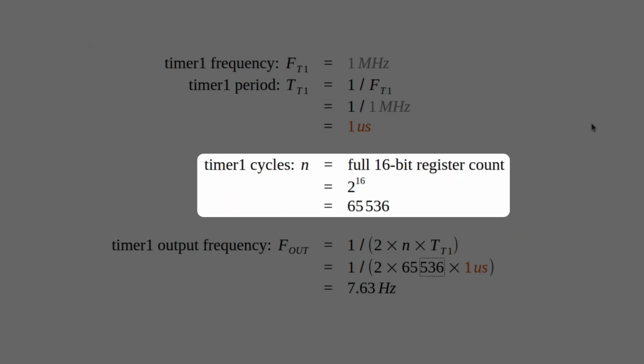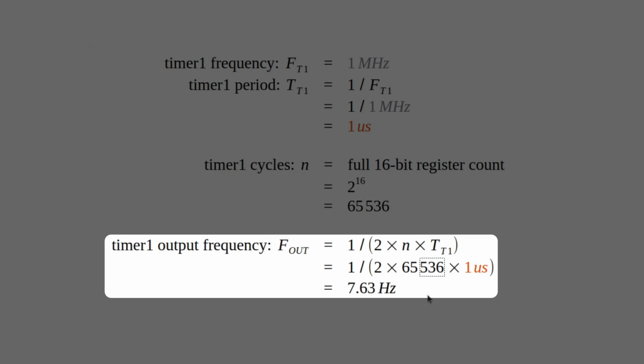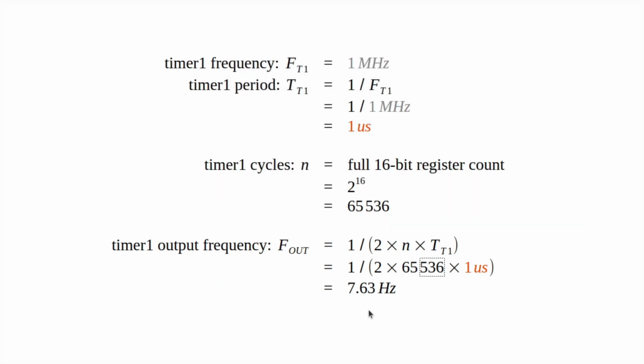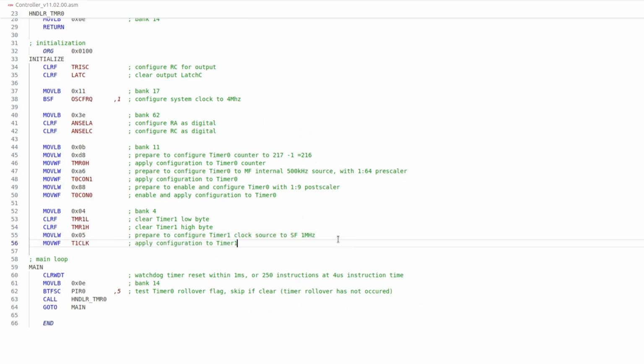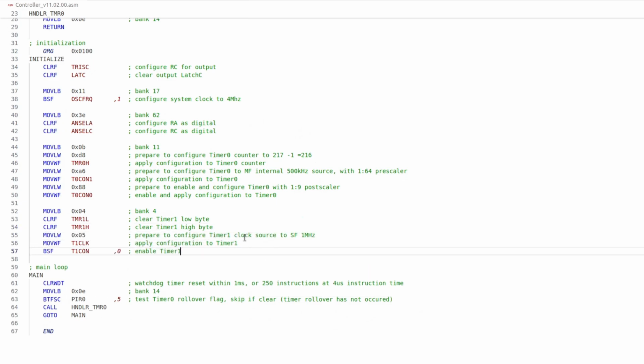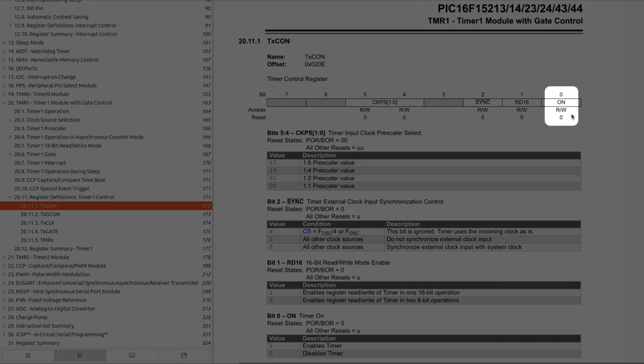And as we just touched on, there is no way to define a period for Timer 1, which means the rollover happens every time Timer 1 exhausts its entire 16-bit count, which works out to 65,536 cycles each time. And working out the output frequency based on an input of 1 MHz, we get 7.63 Hz. So now we'll configure our 1 MHz source for Timer 1 and enable it by setting the 0 bit of the T1CON register, which we can see right over here.